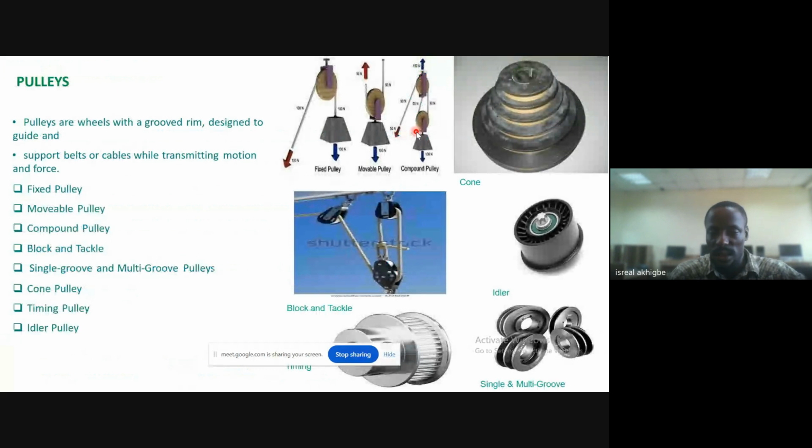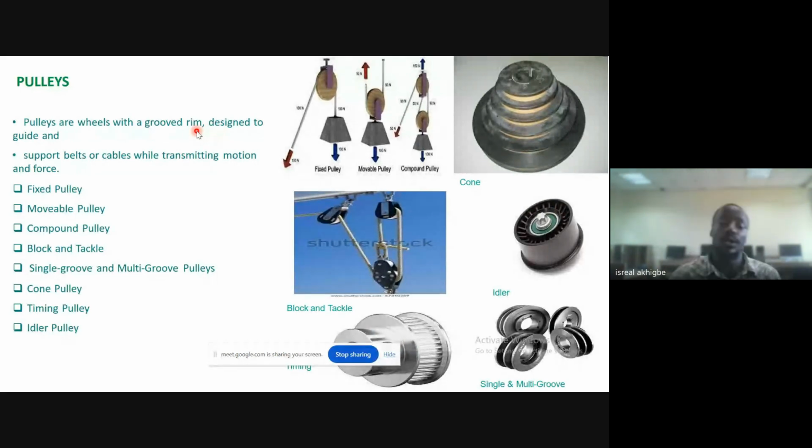Now let's talk about pulleys. Remember I said that belts and pulleys work hand in hand. So what are pulleys? Remember I also said that the common type of belt you will see is the V groove belt. They also have pulleys designed with a grooved rim. So the definition says pulleys are wheels with a grooved rim designed to guide and support belts or cables while transmitting motion and force.